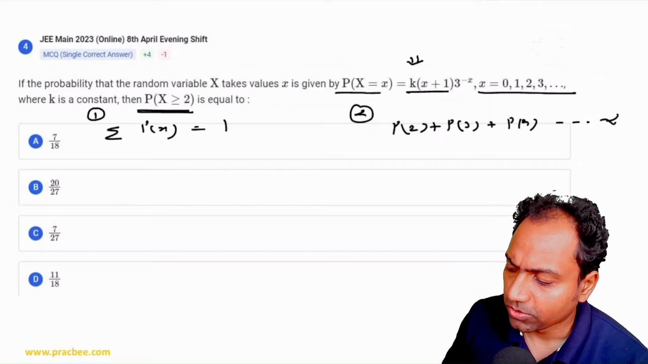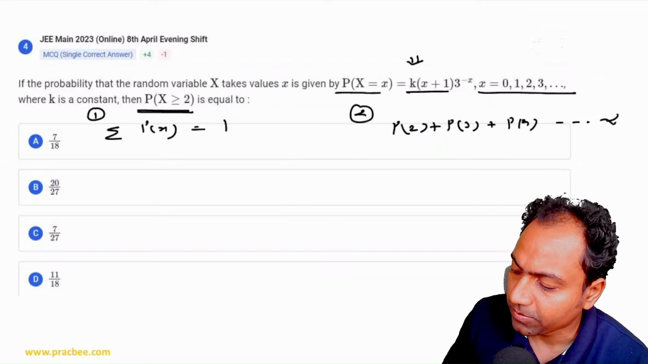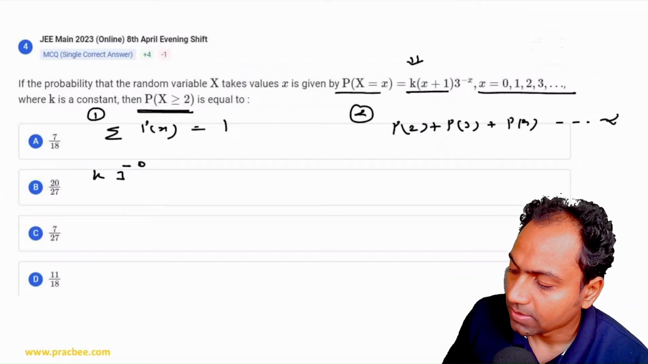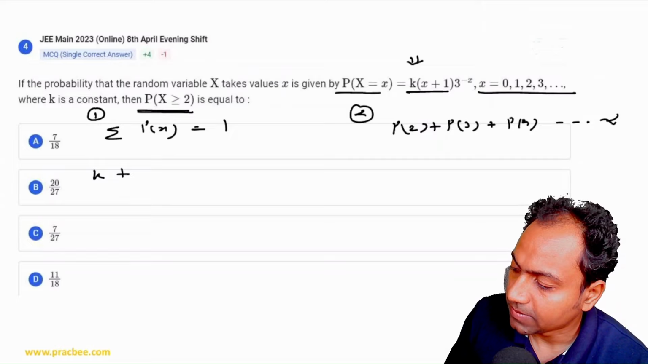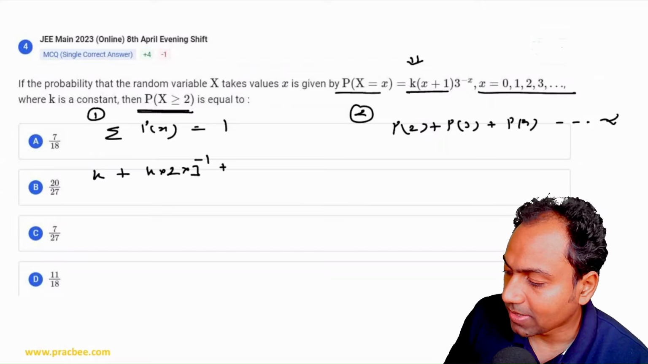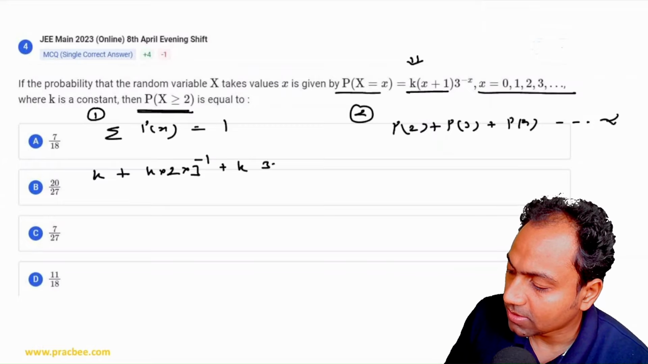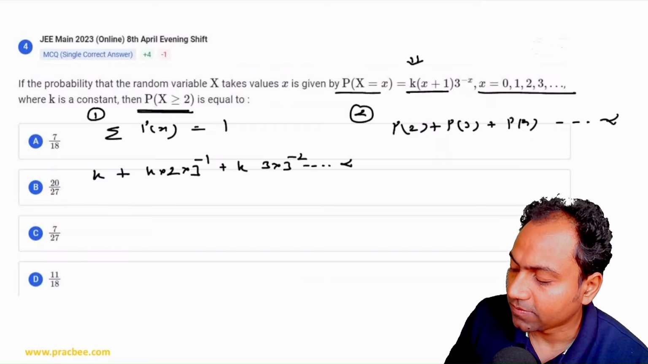So let us try and find out k. Once we have got k, I think we will be able to get our answer. So let us find this infinite probability. If I write here k, if I put x equal to 0, this becomes nothing but 3 raised to the power 0, and this becomes nothing but 1. In the second part, if I put 1, this is going to become k into 2 into 3 raised to the power minus 1. In the next part, if I put x equal to 2, then this becomes 3 into 3 raised to the power minus 2. And this will keep on happening till infinity.